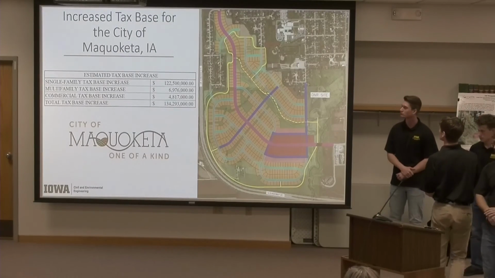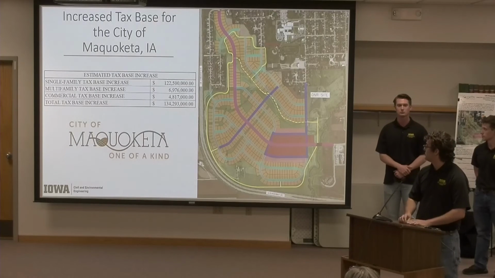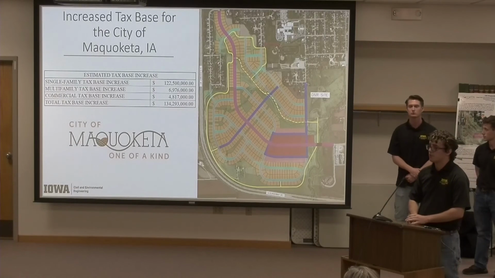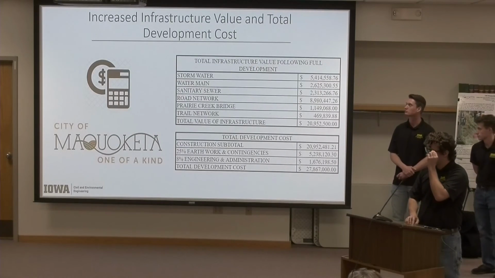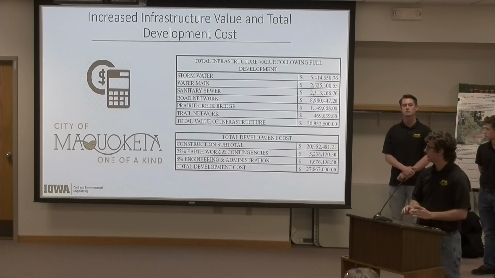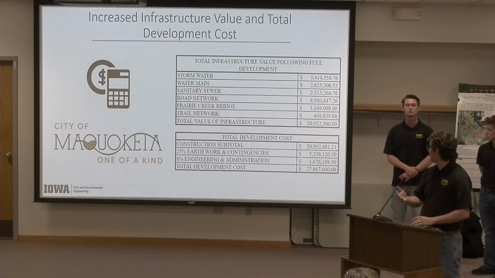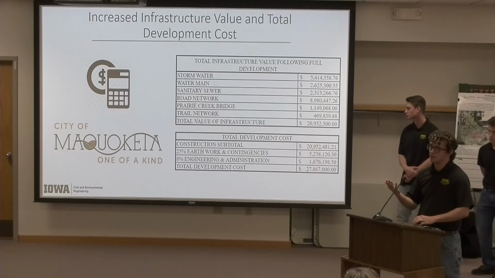In terms of the tax base, based off the current properties in Maquoketa, we currently estimate the tax base should increase by about $134.2 million. And then the total value of this infrastructure to the city itself, we currently estimate to be about $20.9 million, while the total actual cost to develop it should be about $27.8 million, but most of that cost is typically paid for by developers.